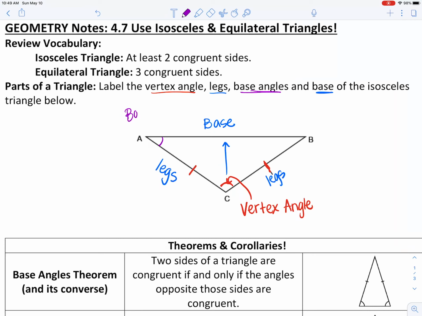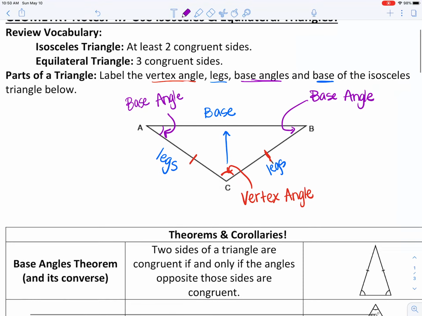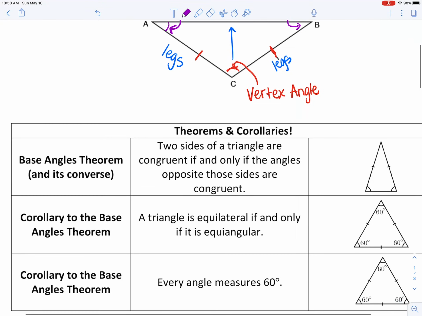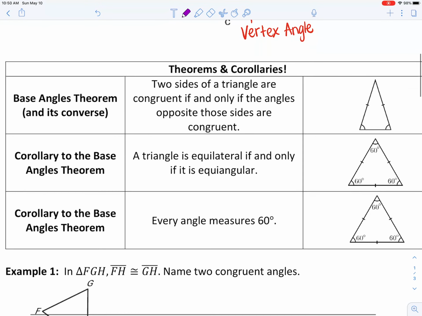And then the last thing that we're going to talk about, and this one's really important, are the base angles. So that would be these other two angles that are on either side of the base. So that would be this angle, and the other base angle would be right here. So it's really important that you're able to identify these different parts of this isosceles triangle. If you want to pause the video right now and think about all of those different vocabulary words, that would be great, or rewatch the video if need be.